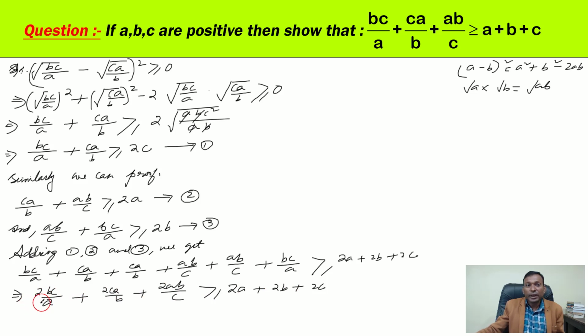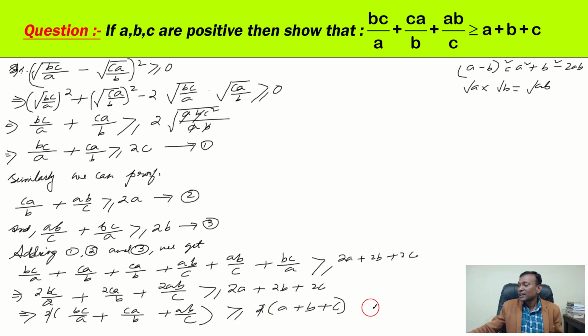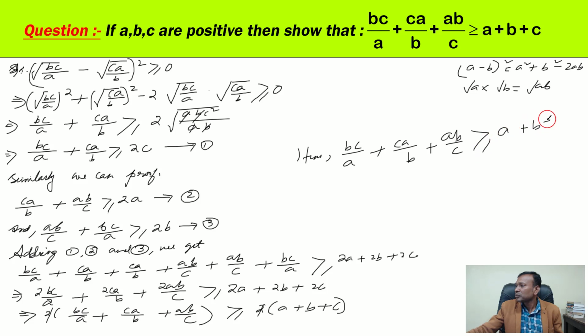Now we can take 2 common from both sides. 2 is common: BC by A plus CA by B plus AB by C is greater than or equal to 2 times A plus B plus C. So now these 2 and these 2 cancel, and then we will get the proof. Hence BC by A plus CA by B plus AB by C is greater than or equal to A plus B plus C. Solved.